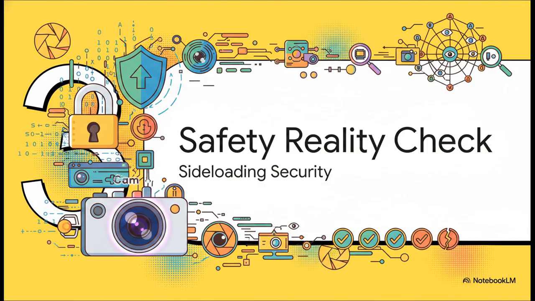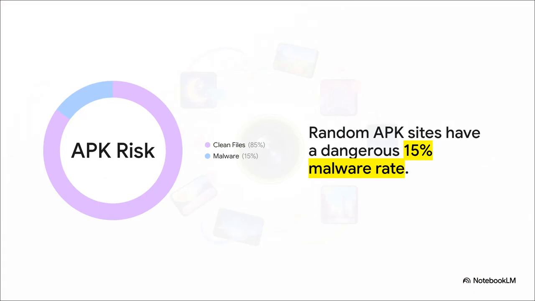The safety reality check. Now, I know downloading unofficial software sounds a bit nerve-wracking, but the crucial factor here is exactly where you get your download. If you're grabbing files from random APK sites, yeah, you're looking at a 15% malware rate. But if you stick to trusted, verified repositories like APK Mirror or Celso Azevedo's GCam Hub, your risk of malware plummets to 0.03%. That's virtually zero, folks.